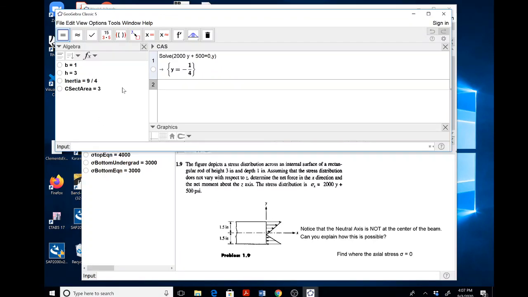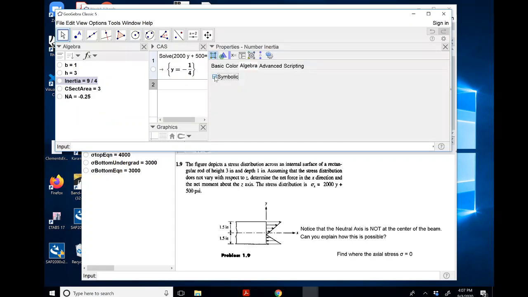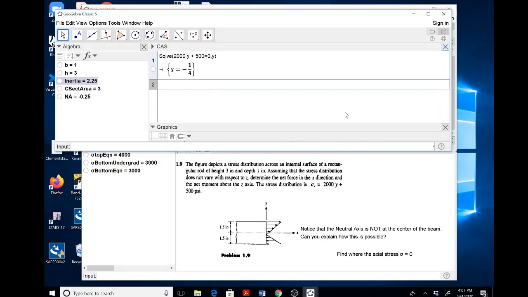Ladies and gentlemen, I would like to put that number in here in the algebra window now. So I'm going to say neutral axis is -0.25. I just noticed that the inertia is given as a symbolic entity. If you don't like that, and I typically don't, you could touch it, right-click, Object Properties, and you get the algebra window, and just turn off the symbolic and close the properties.